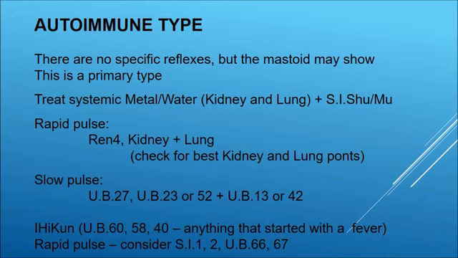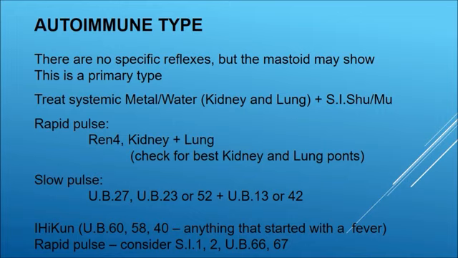For autoimmune disorders, it is important to distinguish between the rapid and the slow pulse types, as the treatment points are different. The principle of the treatment is to clear systemic inflammation using systemic metal water, and that means using the kidney and the lung channels. Then we also use the small intestine, the yang of fire, mu or shu points.